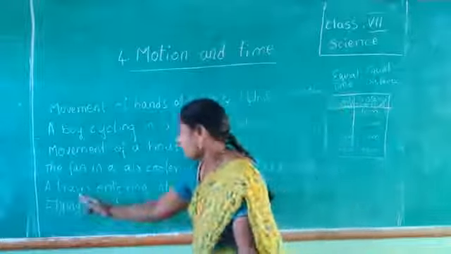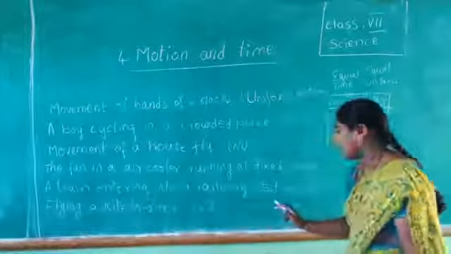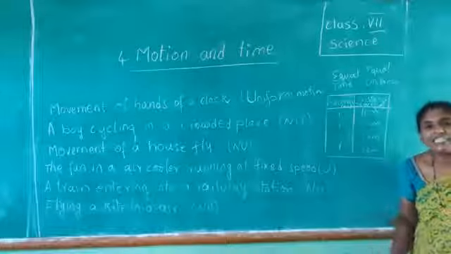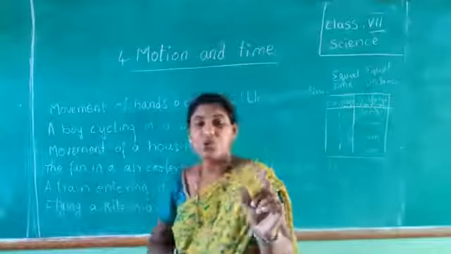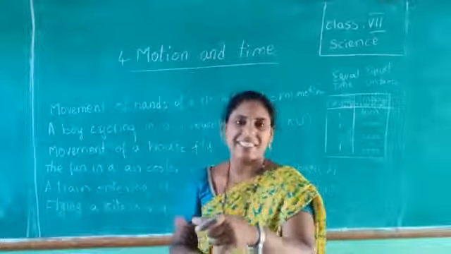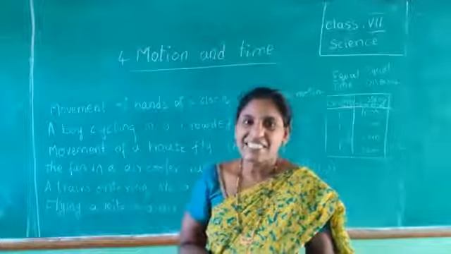Next, a train entering into a railway station. When the train is entering into the railway station, the train driver has to reduce his speed. Is it clear, sir?